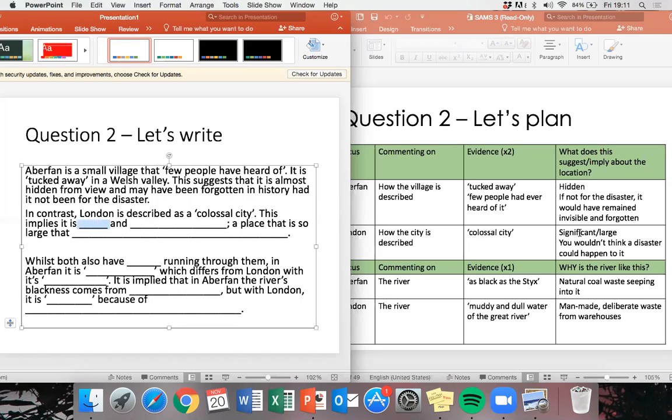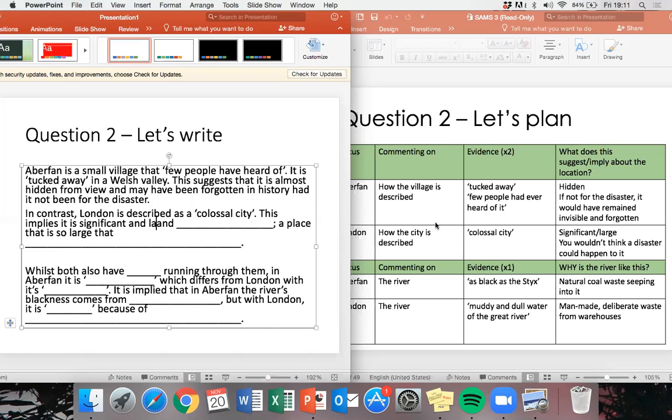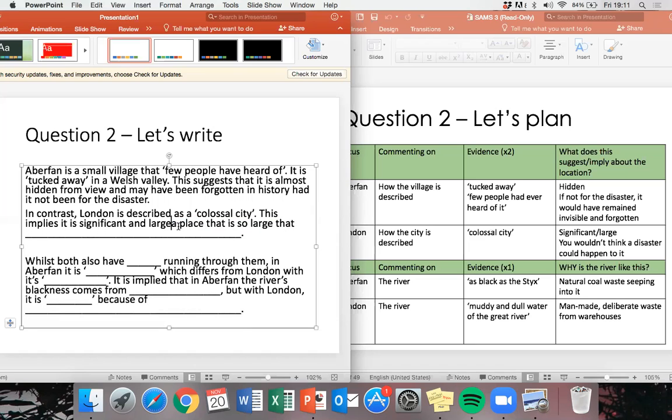Once again, we look to that right-hand side column. What does it imply? What does it suggest? That it is significant and large, semicolon. A place that is so large that, and again, referring to these comments, you wouldn't think a disaster could happen to it. That you wouldn't think a disaster could happen to it.